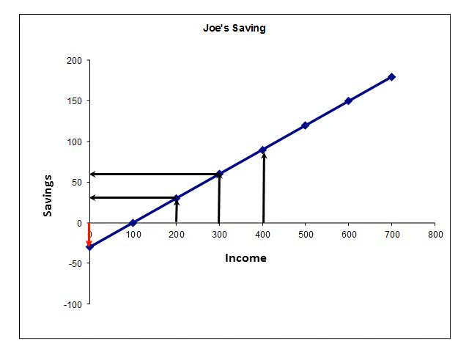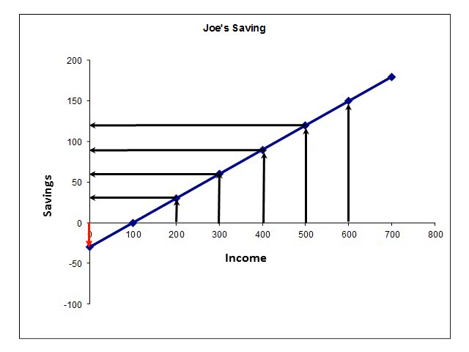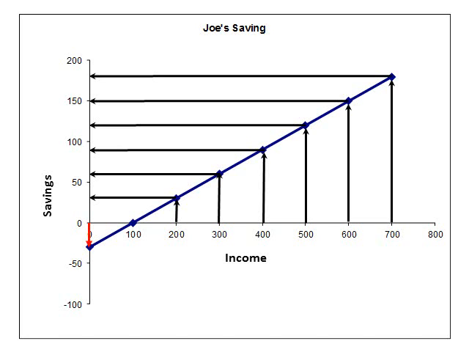When Joe's income is $400, he saves $90. When Joe's income is $500, he saves $120. When Joe's income is $600, he saves $150. And when Joe's income is $700, he saves $180.